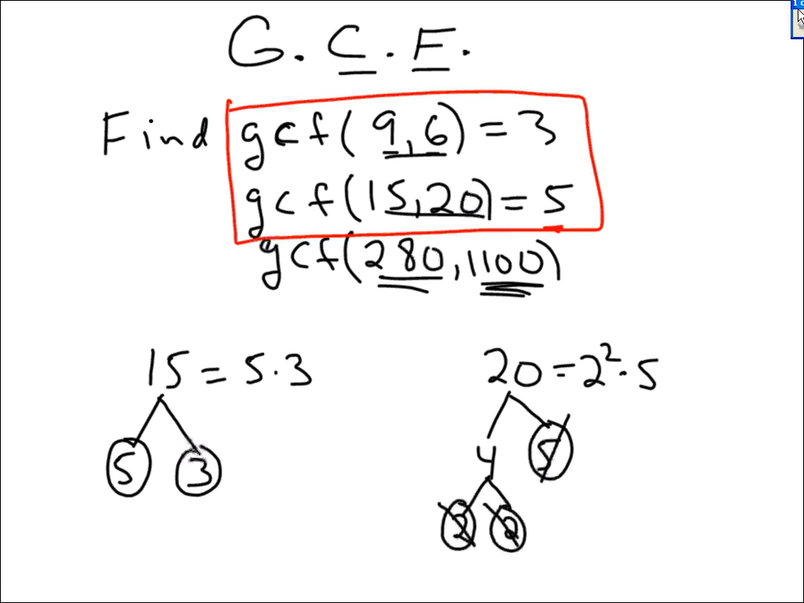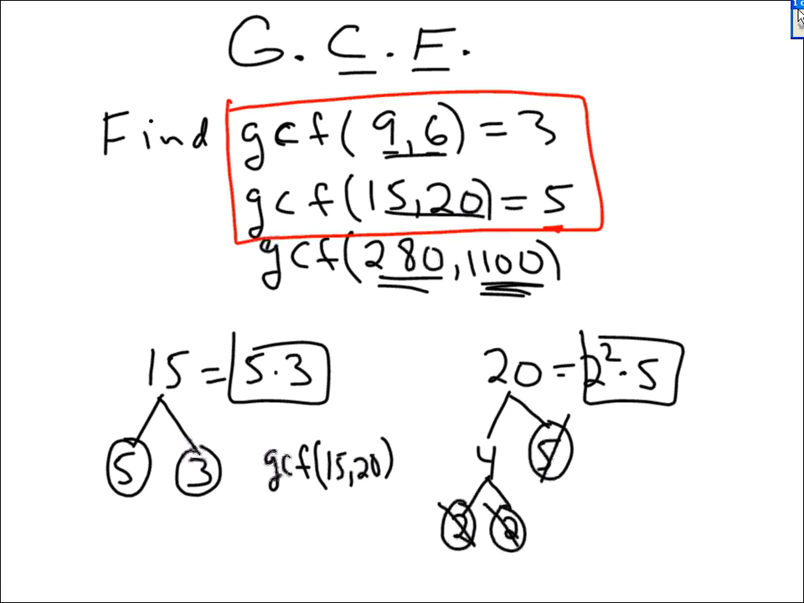Now, to find the GCF of 15 and 20, you look here and here. And you write down the bases that were in both of those boxes. The bases here are 5 and 3. The bases here are 2 and 5. The common base was 5. Now you look for the smallest power of 5.